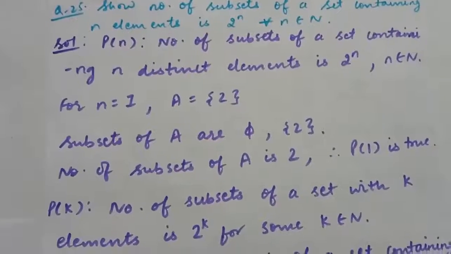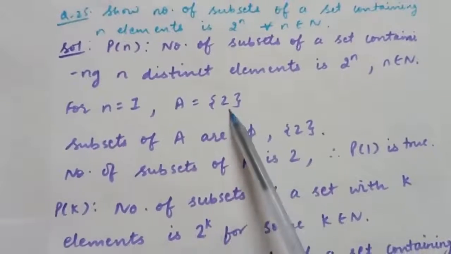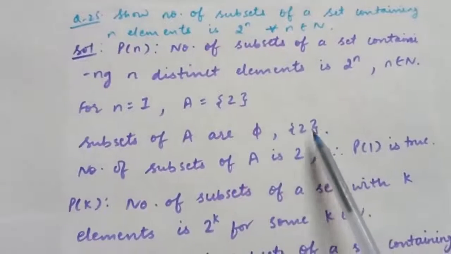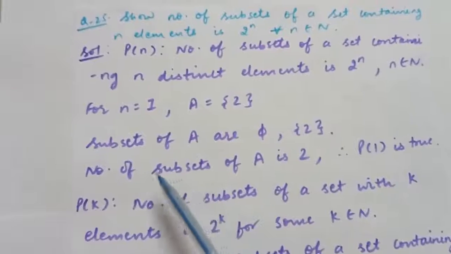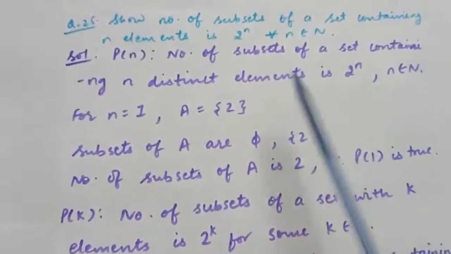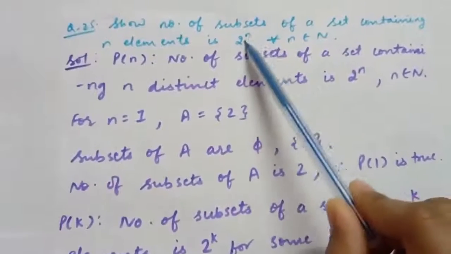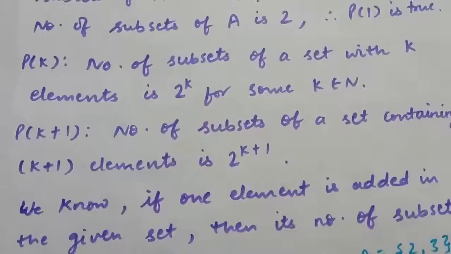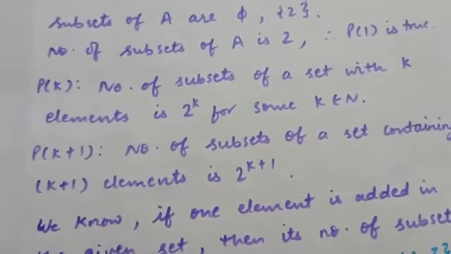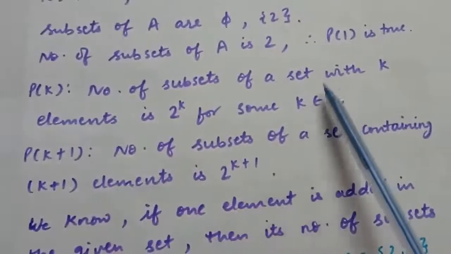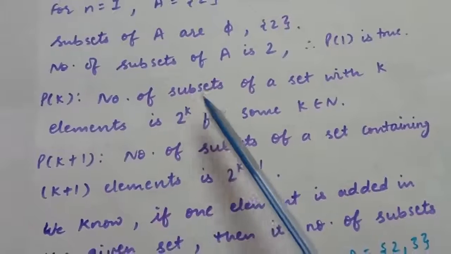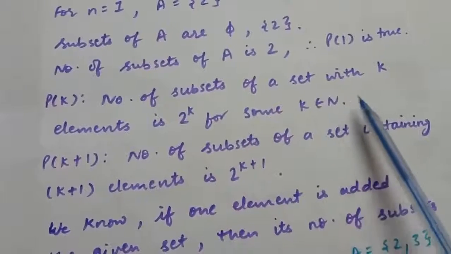Now for n equal to 1, set A will include only one element, 2. So the subsets of A are phi and the set containing 2. So the number of subsets of A is 2. So P1 is true because the number of subsets is 2, which is 2 raised to the power 1. Let us assume that the statement is true for k. So Pk will be: the number of subsets of a set with k elements is 2 raised to the power k for some k belongs to natural number.